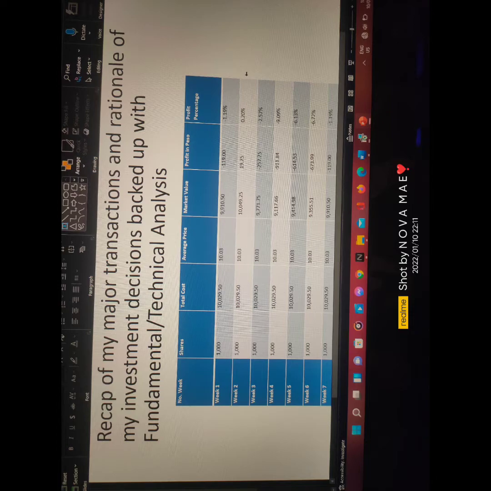And now, I will show you the recap of my major transactions and rationale of my investment decisions, backed up with fundamental or technical analysis. So, this is my recap of my major transactions. There are the number of weeks, shares, total cost, average price, market value, profit in peso, and profit percentage. The number of weeks is from the very beginning, week 1, up to week 7.